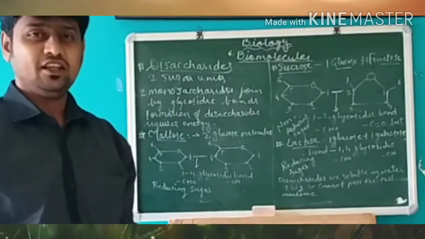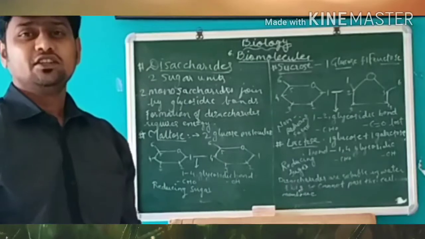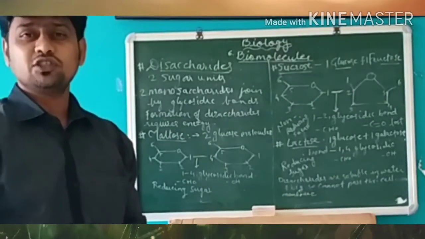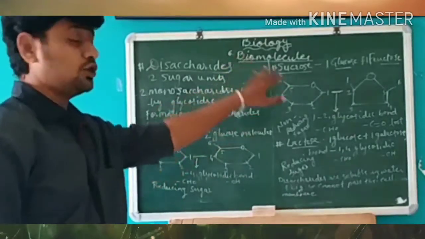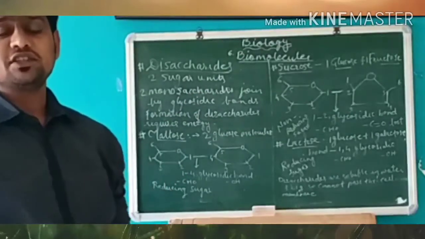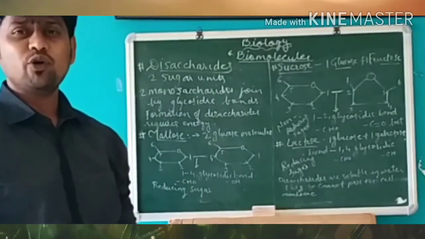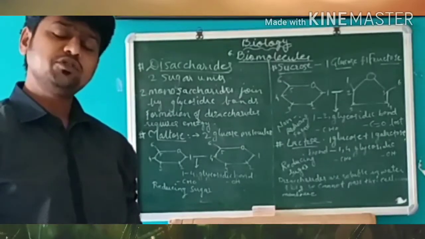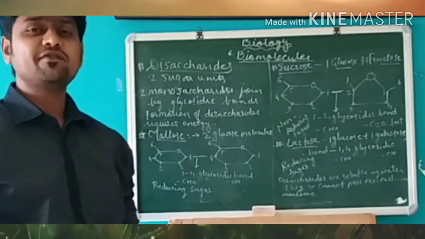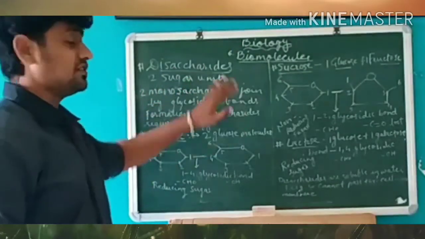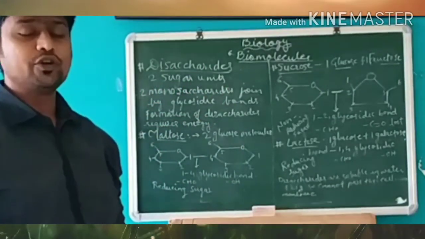I am Kiran Ahire and we are discussing the sixth lesson of biology for 11th standard, that is biomolecules. In the previous video we discussed carbohydrates and the different types of carbohydrates. We have already finished with monosaccharides. Today the second type of carbohydrate, that is disaccharides, is what we are going to discuss.